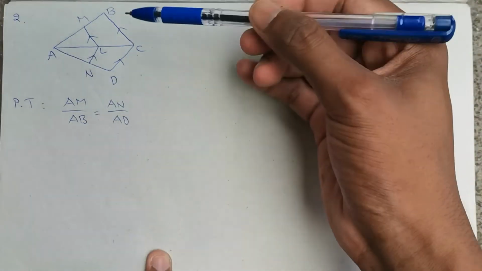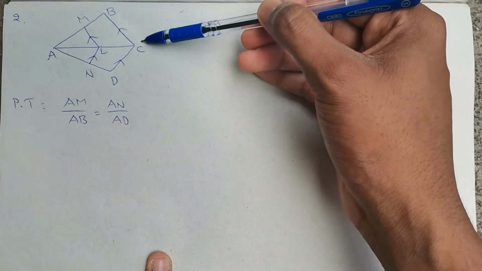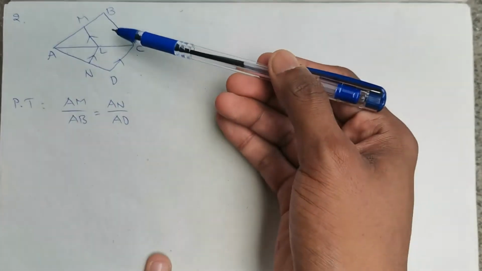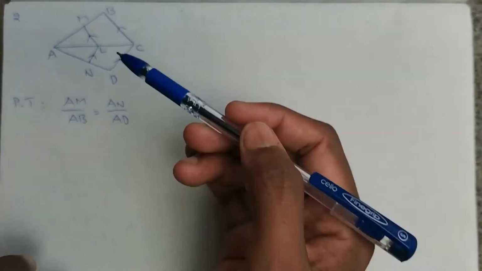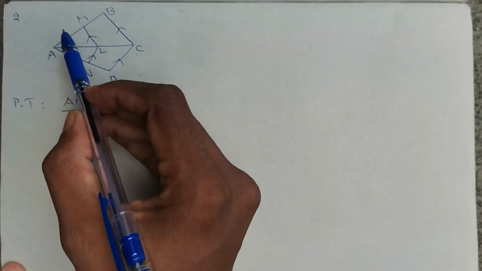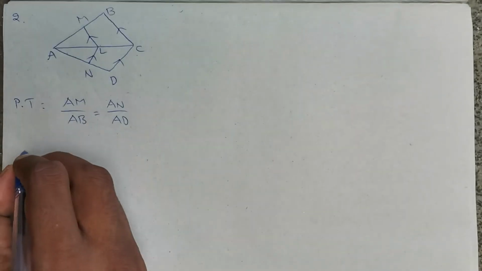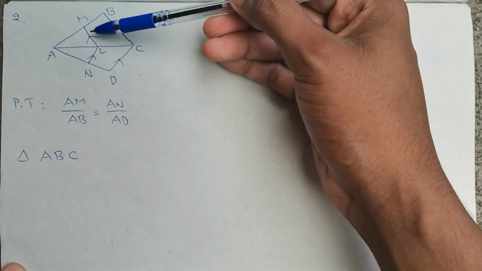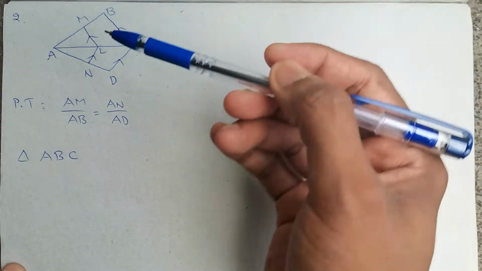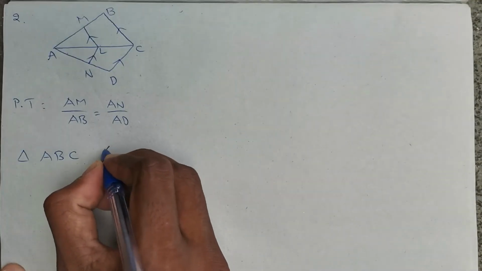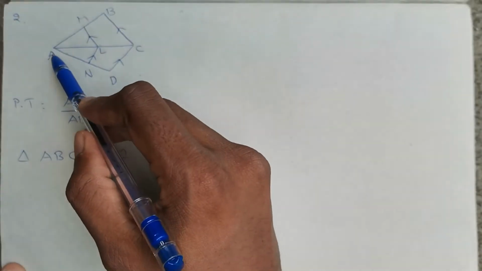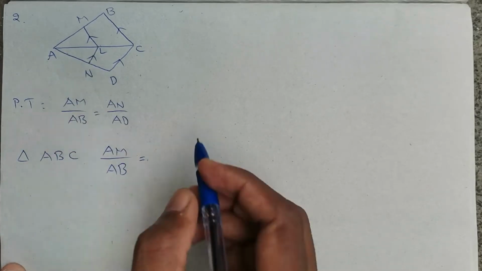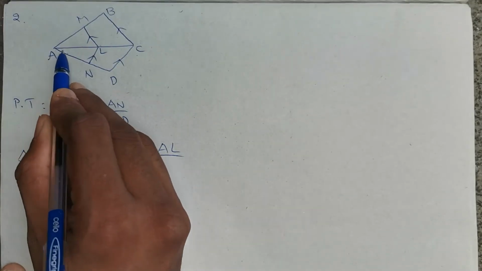The next question is, LM is parallel to BC and ND is parallel to CD. First I will take the upper triangle and then I will go with the lower triangle. Now if we take the upper triangle, triangle ABC, he said very clearly LM is parallel to BC. So AM, upper one, divided by total AB is equal to upper one AL divided by total AC.